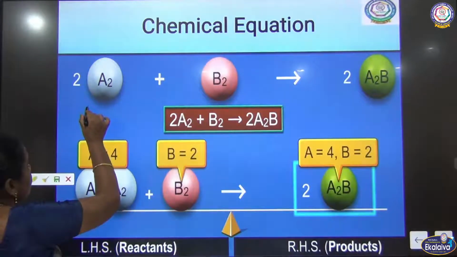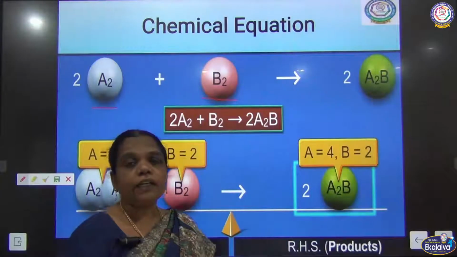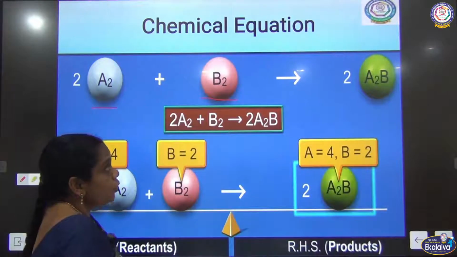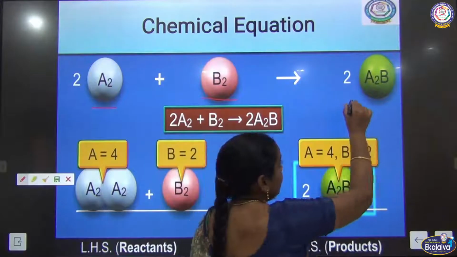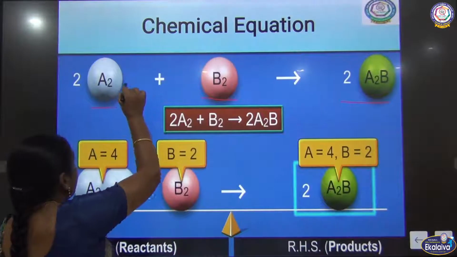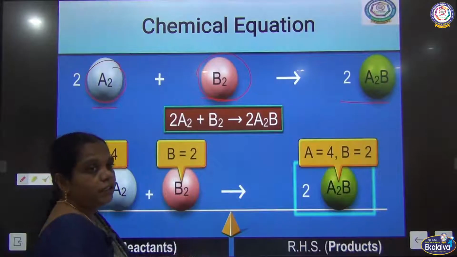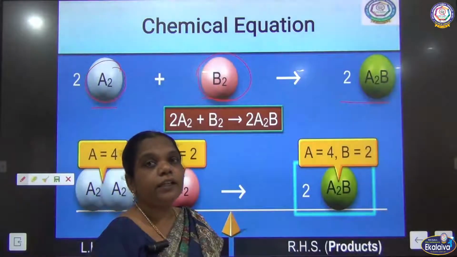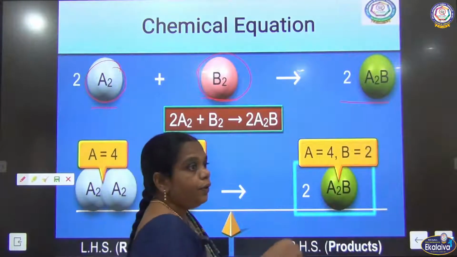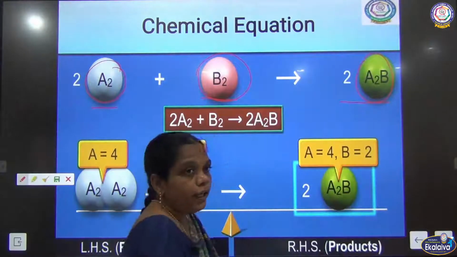Here A2 and B2 are the initial substances, or the initial elements or compounds, involved in the reaction. These two are involved in changes to give the new substance, which is called what? A2B. A2B.